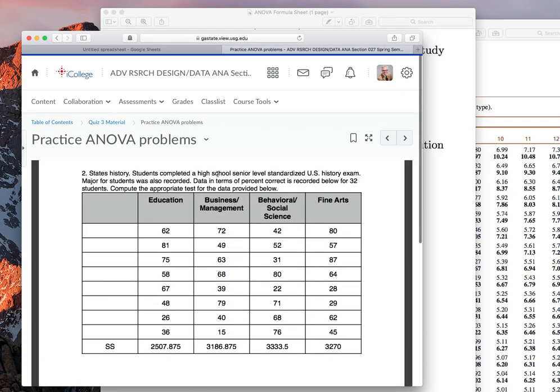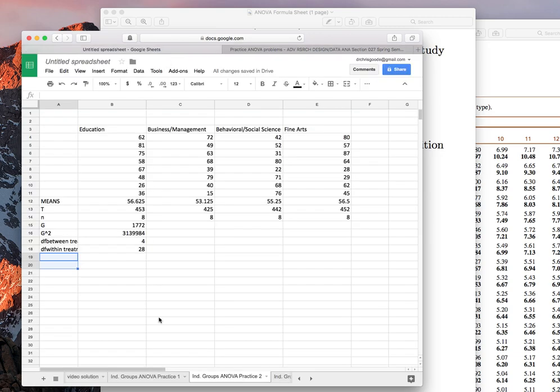Students completed a high school senior level standardized U.S. history exam. Major for students was recorded. Data in terms of percent correct was recorded below for 32 students. Compute the appropriate test for the data provided below. It's ANOVA, guess what? They already did the sum of squares here. I am going to show you how to do it in Google Sheets.